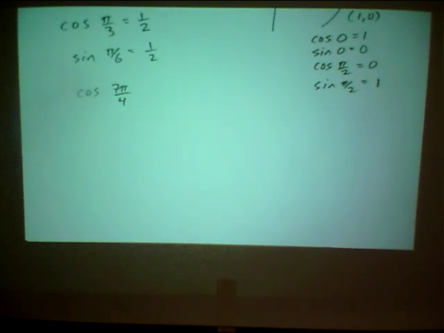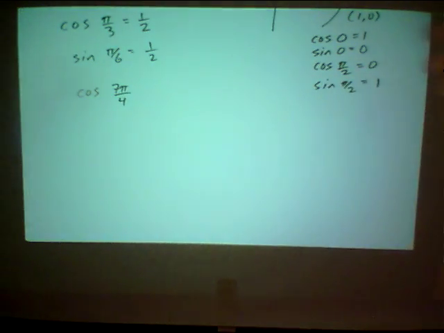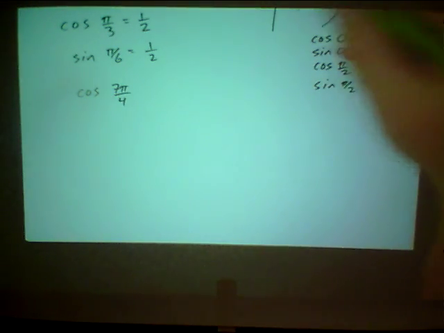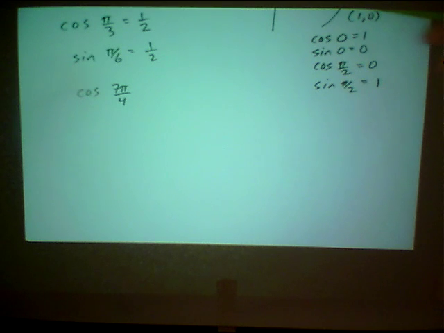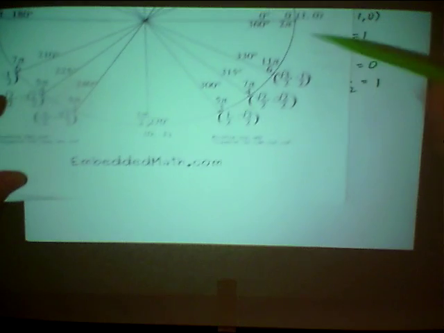Now 7 pi over 4, if you think about it, the whole circle is 2 pi. 7 pi over 4 is very, very close to 2 pi. So that means I'm going to be in my 4th quadrant. So 7 pi over 4, when the denominator is 4, those are always the halfway points of each quadrant. So if I look at this chart right here, hopefully you can see it.